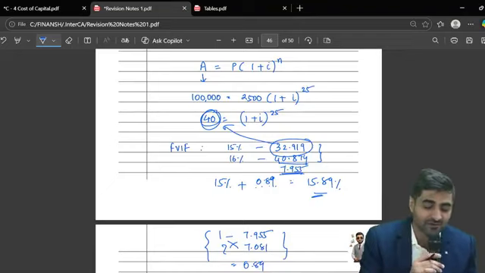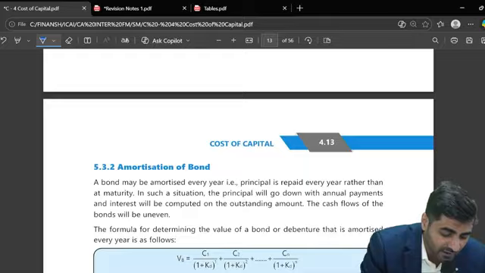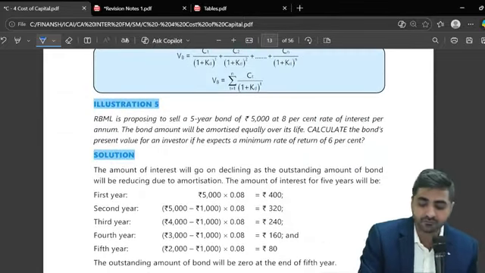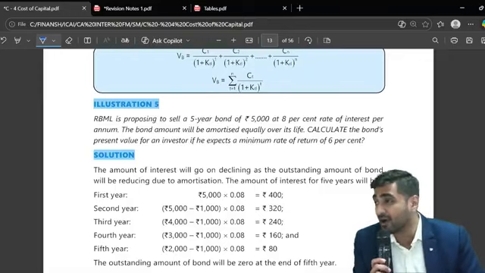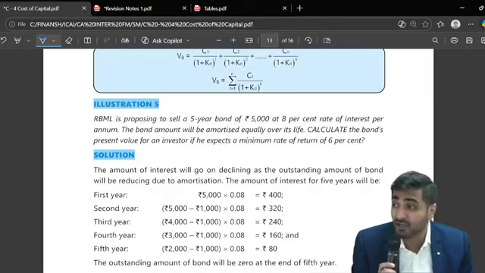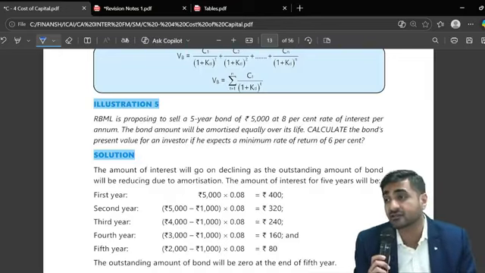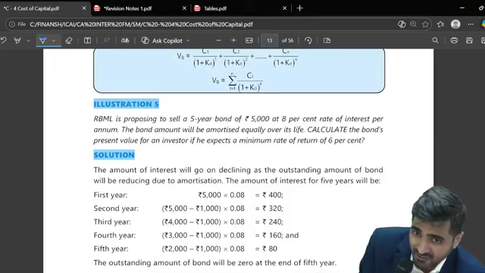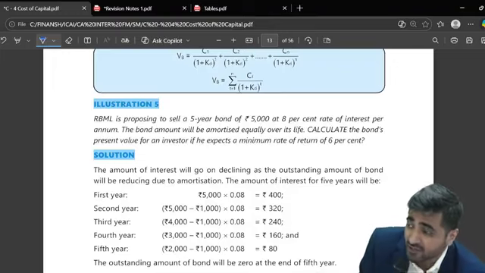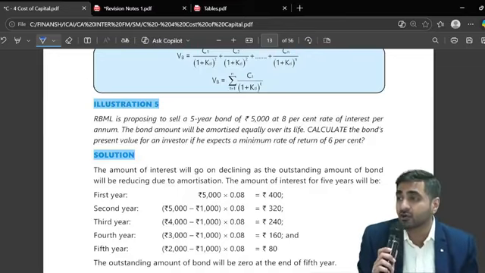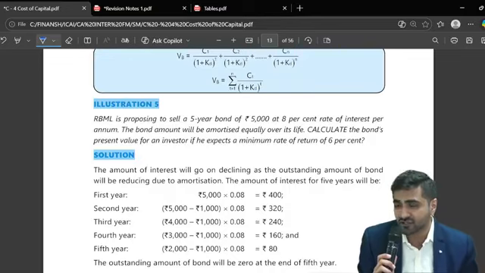Great. Now next, let us talk about the amortization of the bond. What do you mean by amortization of a bond? What is the basic meaning of the word amortization? Amortization is nothing but redemption of the bond. But here we are not redeeming it at one particular point of time. We are redeeming it over a number of years. That is called amortization.